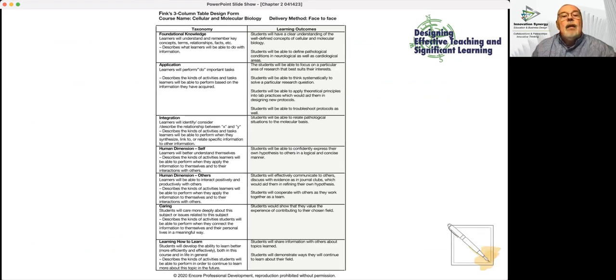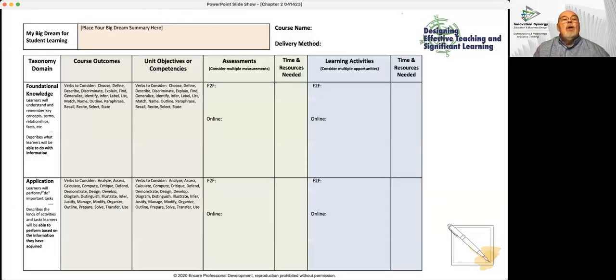And here's an example of how we used learning outcomes for the foundational knowledge, for the application, integration. It breaks it down here so that all students are going to be able to see how these align. And that becomes an example that you can look at when you see this in the book. The format that we give you to start to design yours is what we call the 6-column table. The 6-column table has a place at the top for your big dream. Put that in there so you remember and you keep referring back to it.